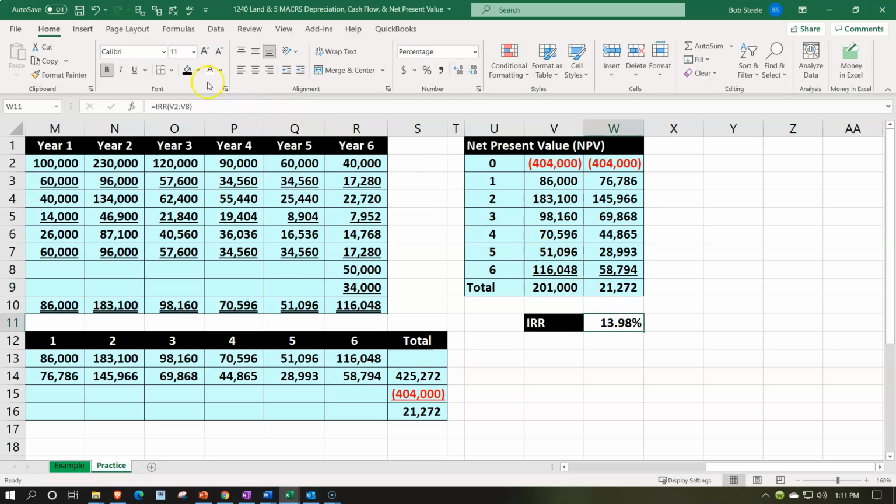Let's make that look fancy. There, that's not right. Can't see that. You can't see that. There it is. Let's put a bold border around the side of it. So there's the 13.982.